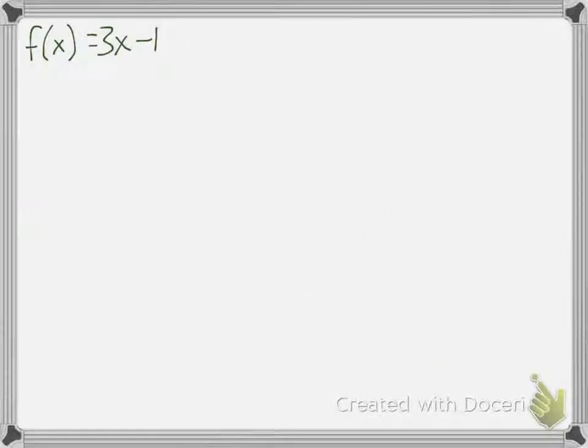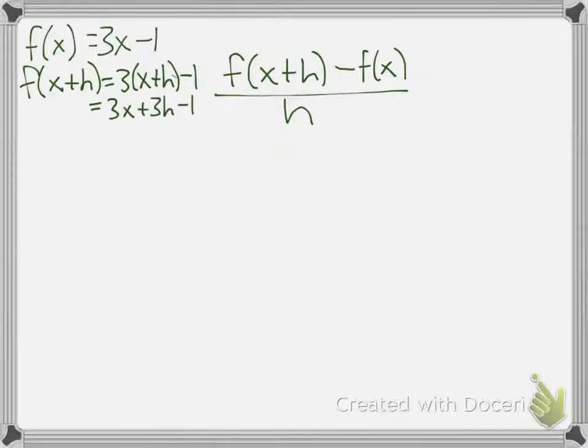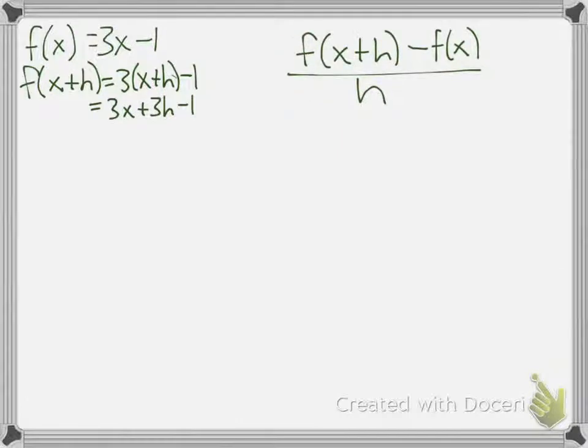Let's do another one. Let's say now it's 3x minus 1. So we're looking for f of x plus h minus f of x over h, when of course h is not equal to 0. So before I even get to that, I'm going to rewrite f of x equals 3x minus 1 as f of x plus h. And that becomes this new term, which we'll rewrite as 3x plus 3h minus 1. Let me move this over here. Okay, so I kind of saved myself the time.